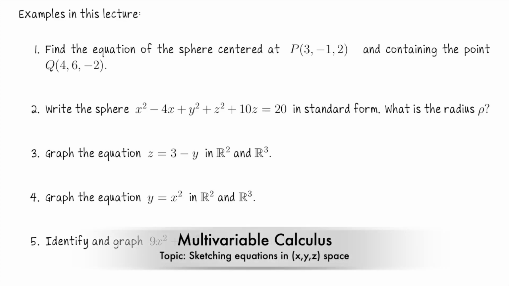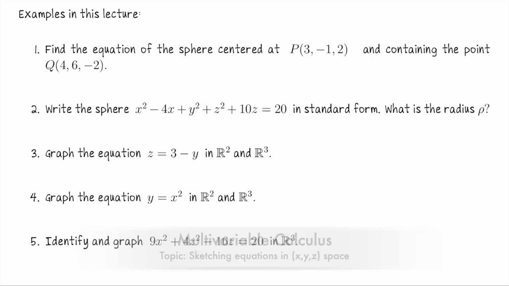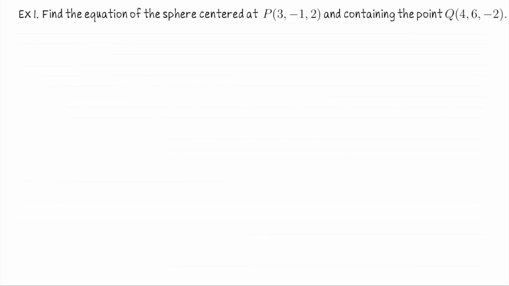In this lecture, we're going to do 5 examples. So our first 2 examples are examples of working with the equation of a sphere. Then we'll graph a couple of equations, and then lastly, we will identify and graph 9x squared plus 4z squared minus 16z equals 20 in R3. Okay, let's start with this first example.